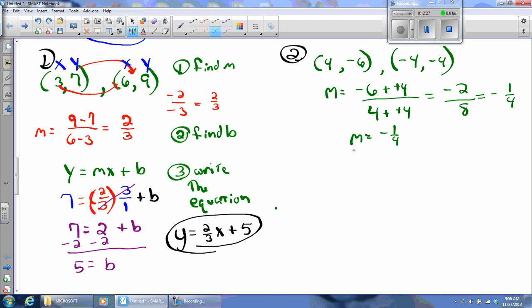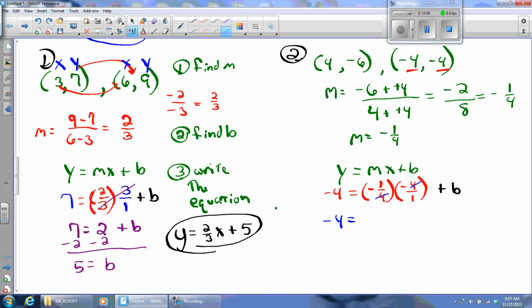All right, now I have to find b. I will use the equation y equals mx plus b, and I'll fill in what I know. I know that m is -1/4. I know that x could be 4 or -4. I think I'm going to use -4 because I want those negatives to cancel, but that's just a preference. If I use -4, then y is also -4 in this case, not always, just in this case. And I need a plus b at the end.